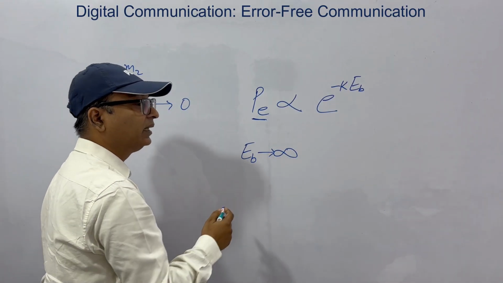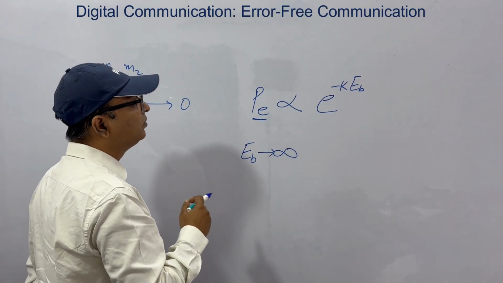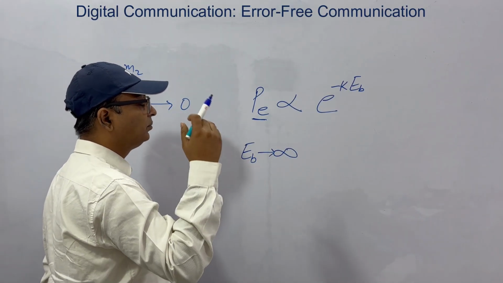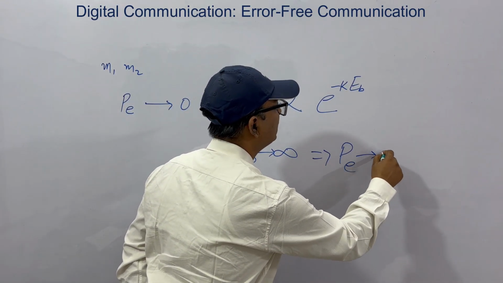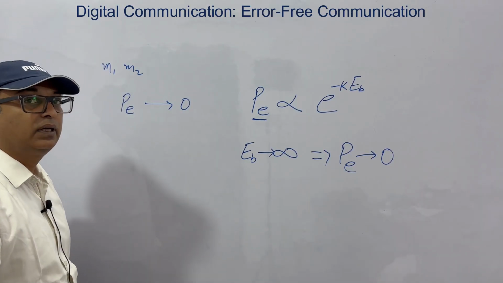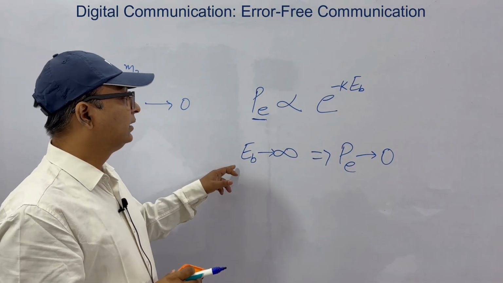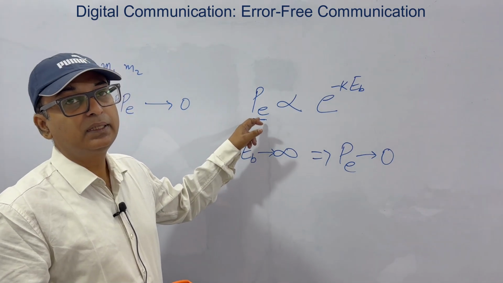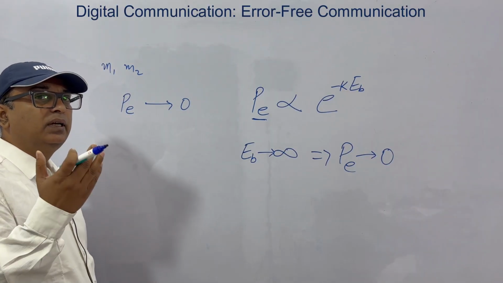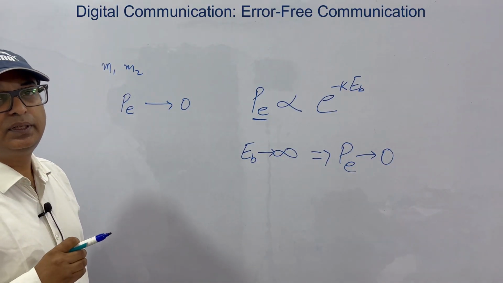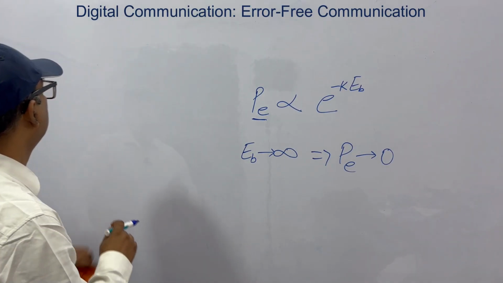Now from here you can understand that if EB tends to infinity, that is, if EB, the energy per bit, is very large, if we increase energy per bit in transmission to a very big number, this would imply PE tends to 0. That is, if you increase the energy of the signal to be transmitted, then your probability of error will tend to 0. But is it possible to increase the energy per bit to infinite levels? No, obviously not. Let's see it mathematically.